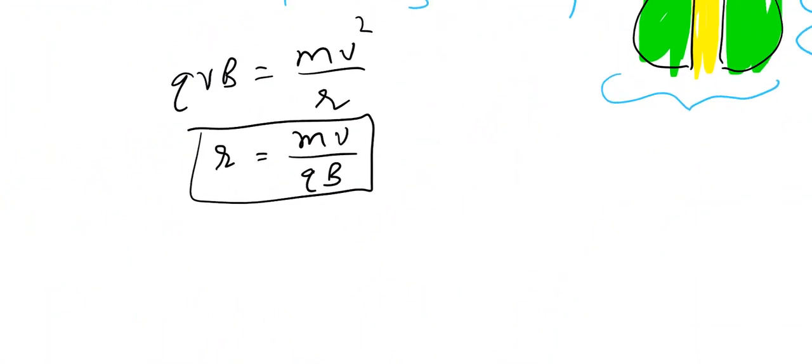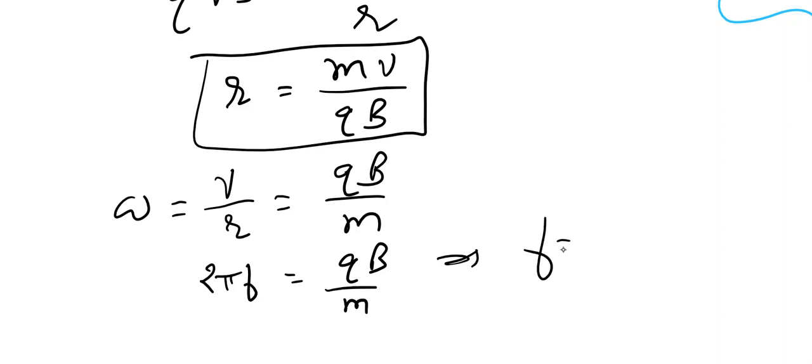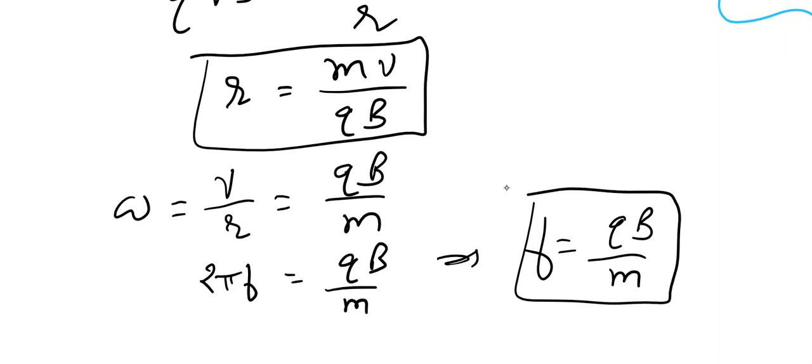Moreover, if I make V the subject of the formula here, what is V by R? Let us make V by R the subject of the formula. So what is V by R? QB by M, and V by R is also omega. If you remember previous chapters, V is equal to R omega, so omega is equal to V by R, and omega is also 2 pi F. So QB by M, and then F is equal to QB by 2 pi M. What is this F? Frequency. Which frequency are we talking about here?